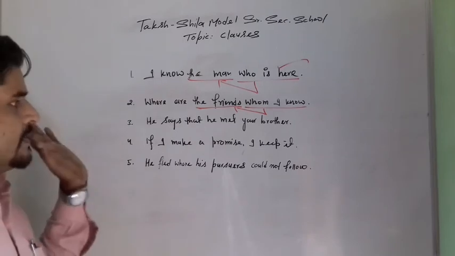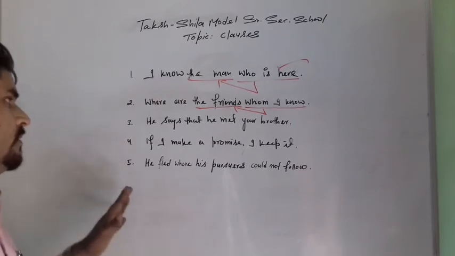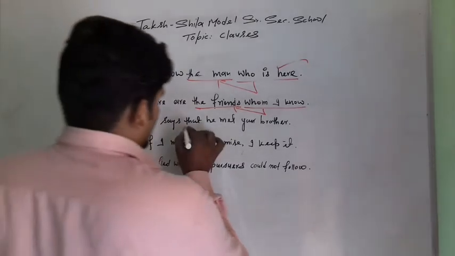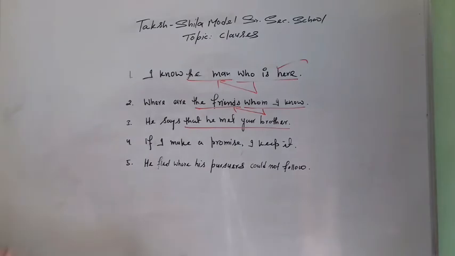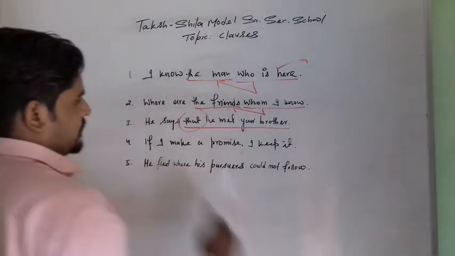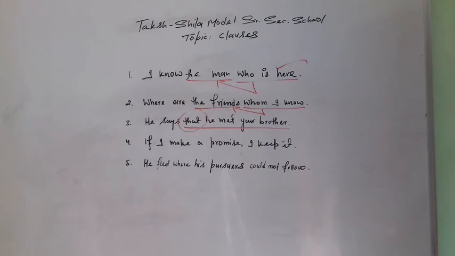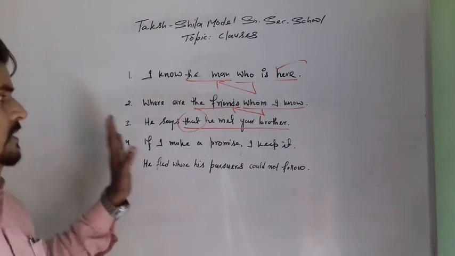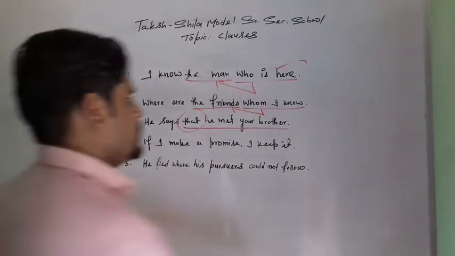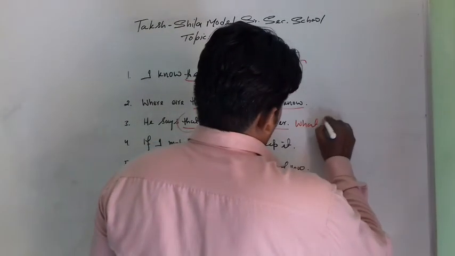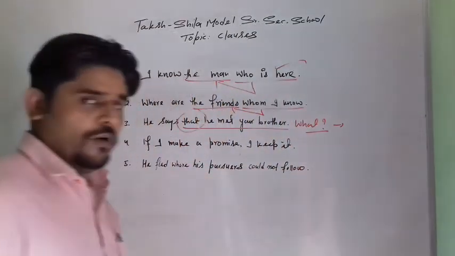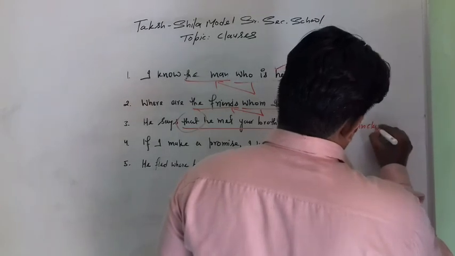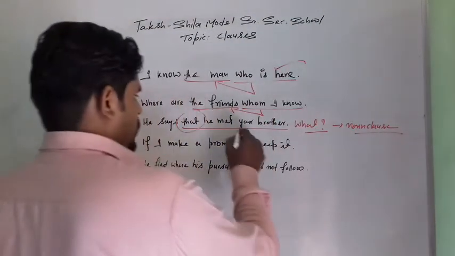Now, he says that he met your brother. Question number three. He says that he met your brother. So that he met your brother is the clause in this sentence because it begins with the conjunction what? That. And that is actually a conjunction for noun clause. So let us first of all ask the verb says. So what does he say? That he met your brother. When we ask the question what, we get the answer. And when we ask the verb what and we get the answer, this is called what? A noun clause. Hence, this one is a noun clause, right?